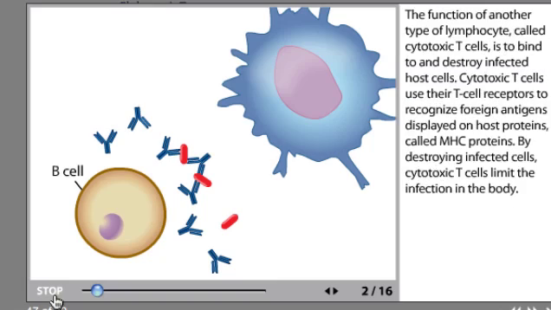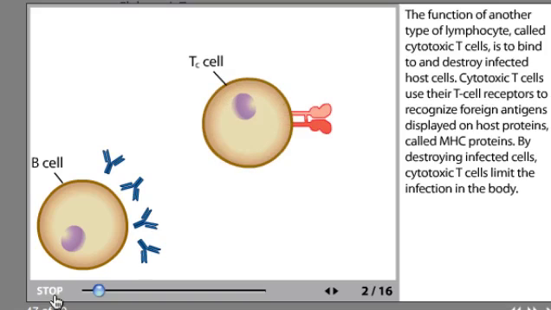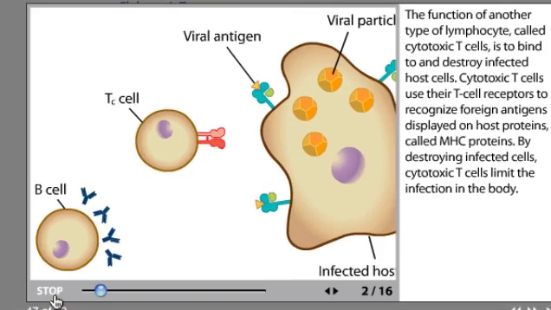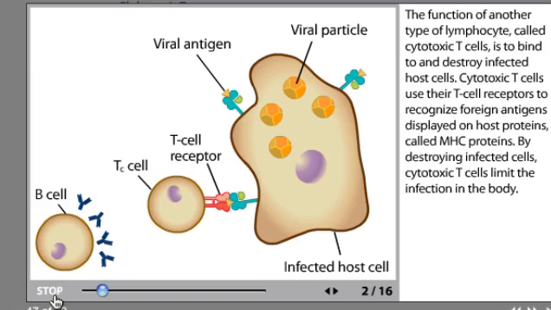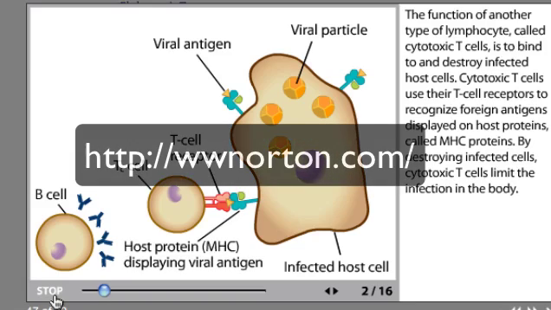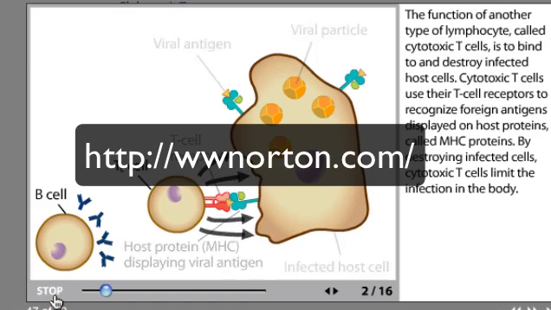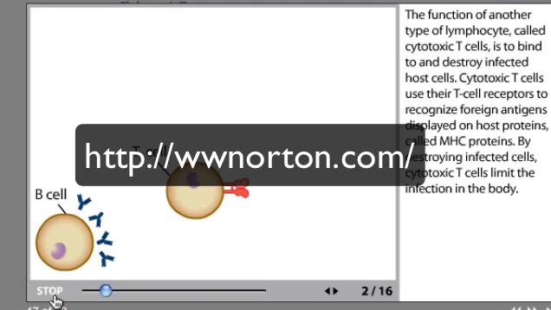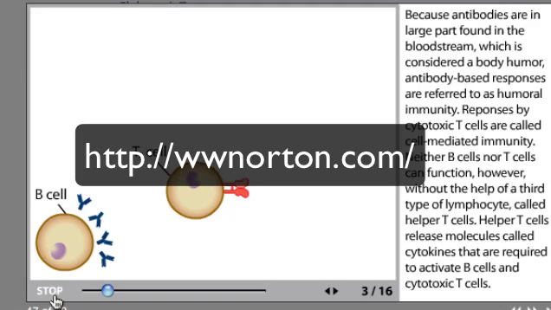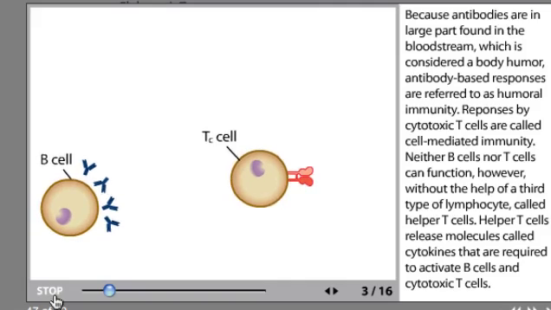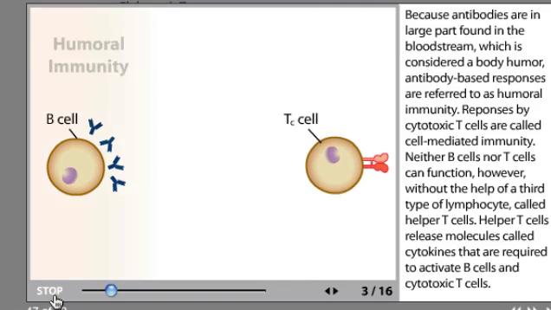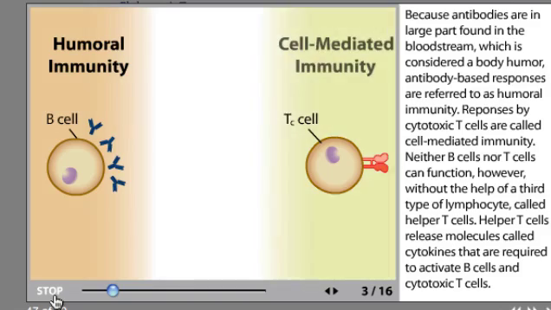The function of another type of lymphocyte, called cytotoxic T cells, is to bind to and destroy infected host cells. Cytotoxic T cells use their T cell receptors to recognize foreign antigens displayed on host proteins, called MHC proteins. By destroying infected cells, cytotoxic T cells limit the infection in the body. Because antibodies are in large part found in the bloodstream, which is considered a body humor, antibody-based responses are referred to as humoral immunity. Responses by cytotoxic T cells are called cell-mediated immunity.